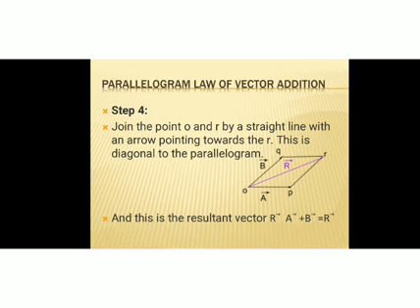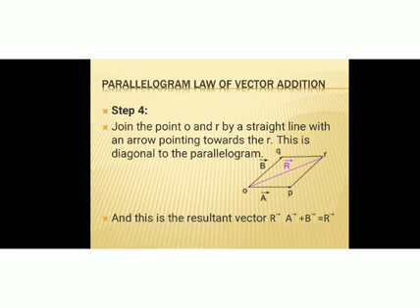Here also A and B were acting towards different directions, not along the same straight line. So the parallelogram law of vector addition helps us to add two vectors acting along different directions, that means acting in a plane. Similarly, the triangle law of vector addition also helps us to add two vectors acting in a plane.